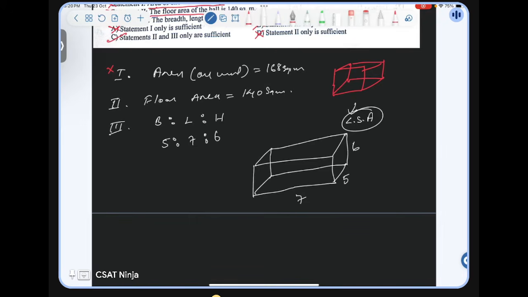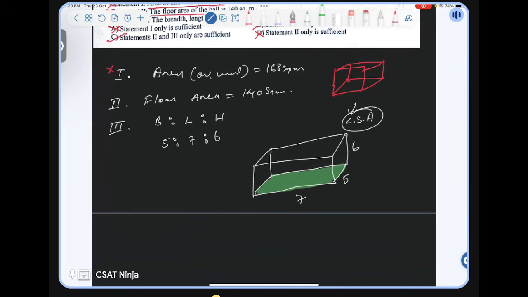Obviously, we know that it is in terms of ratio, but I'm just directly using this value here. Breadth is 5. So this one we call breadth, this one we call height, and this one we call length. So length is this one. If we talk about statement number 2, it talks about 140 square meter, which is of the floor. Floor means this one, right? Floor is this one. So this area is given.